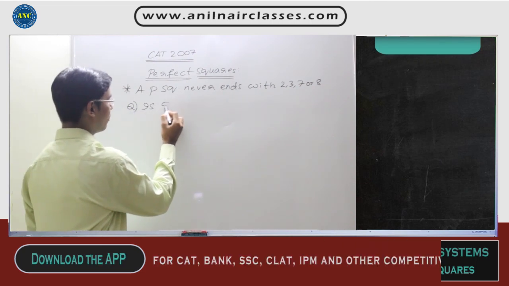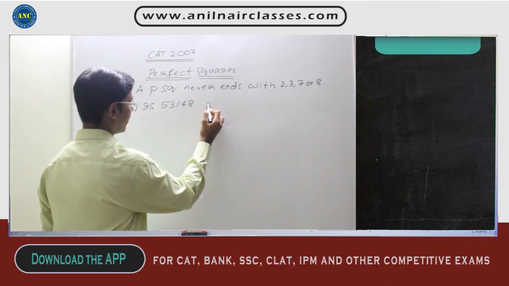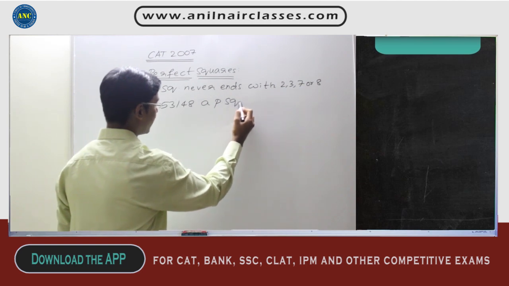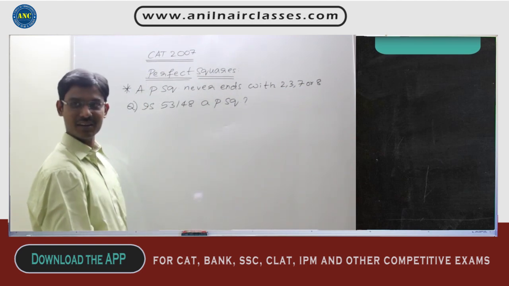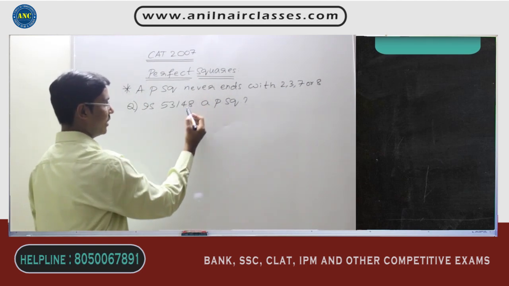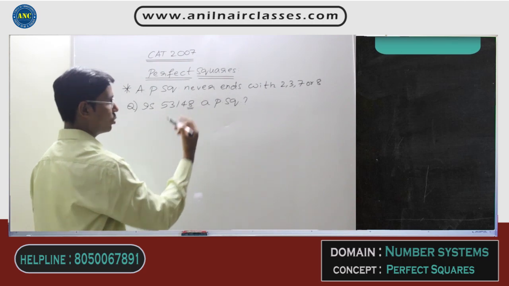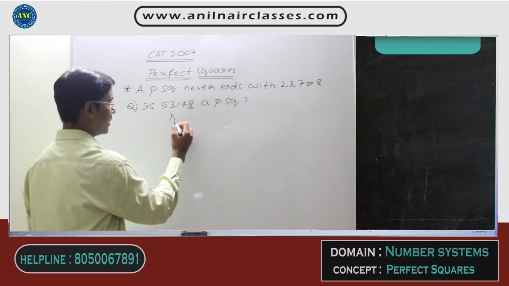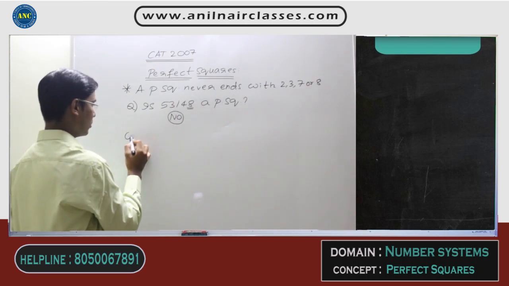Suppose, is 53148 a perfect square? Right? Is 53148 a perfect square? What should be the answer? No, because just now we discussed a perfect square never ends with 2, 3, 7 or 8. It is ending with 8, therefore the answer should be no. Right? So answer is no.